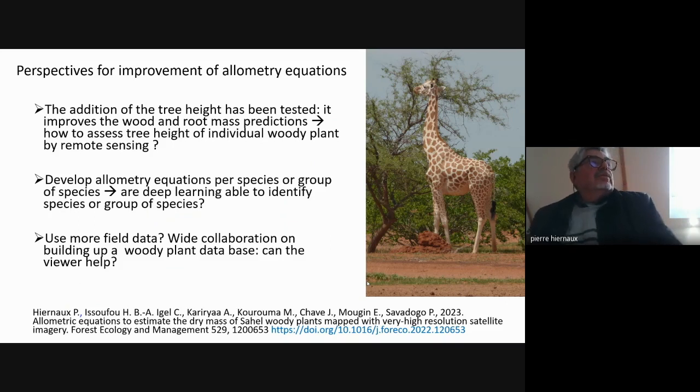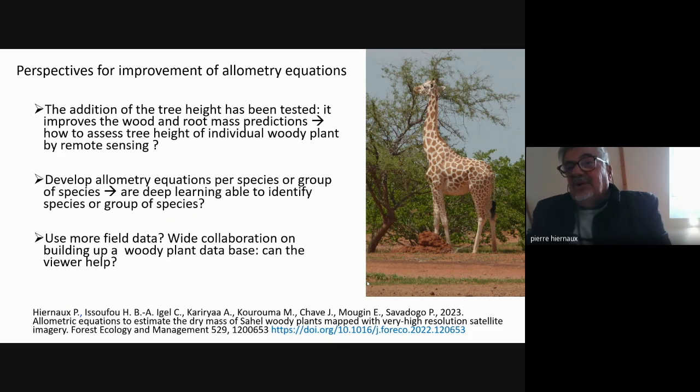So now the perspective for improvement of allometry equations. One of the first points: we tested the allometry equation with crown area alone, but we also tried with crown area times height. And it certainly improved the fit for wood and for roots, not for leaves, which makes sense actually. So the challenge we have for our friends in remote sensing is how to assess tree height of individual woody plants by remote sensing.